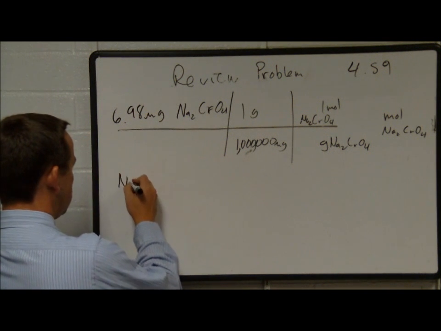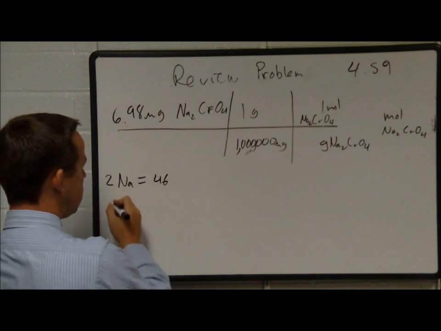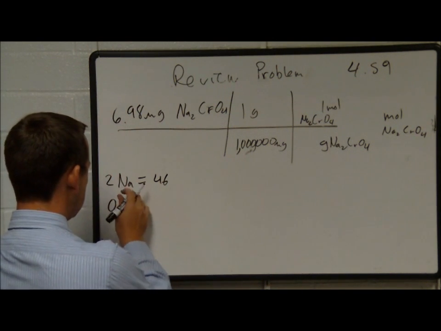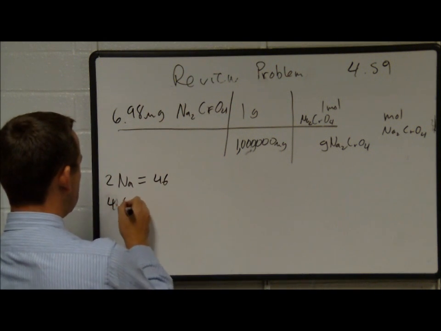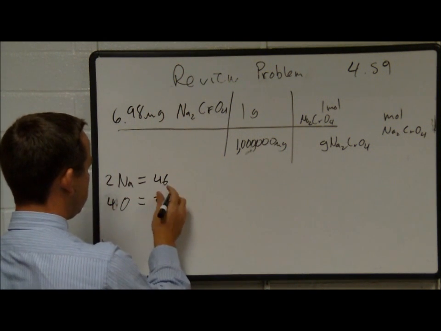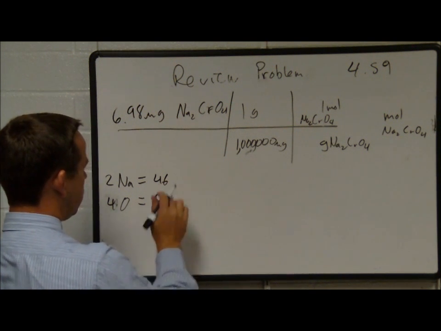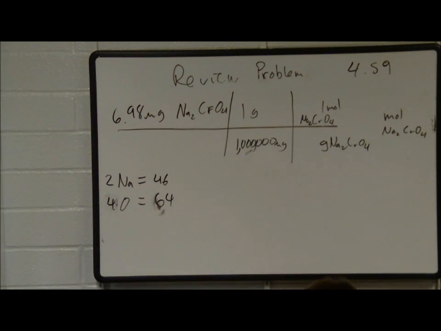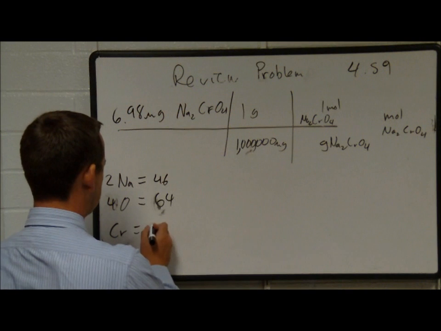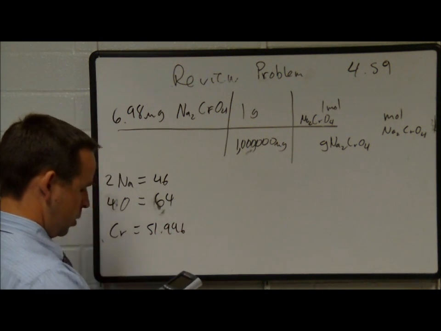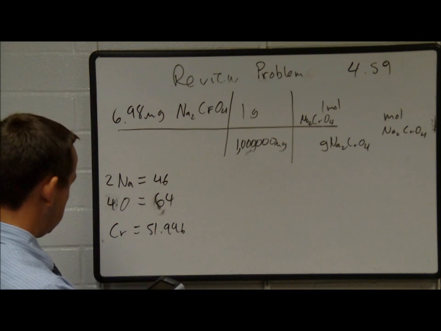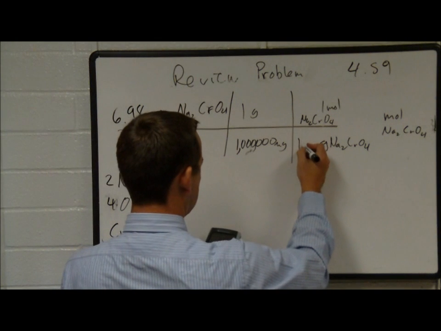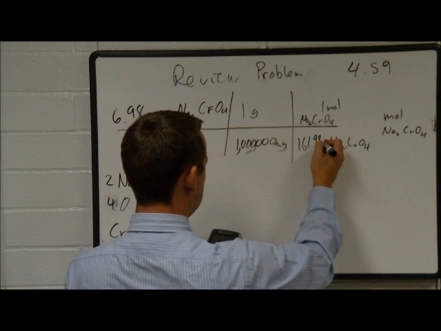Well, sodium, 23. 23 times 2 is 46. 2 sodiums. Look on the periodic table there. Oxygen is 16. We have how many oxygen? 4. Oxygen, 16, 16, 32, 32, and 32 are 64. 64, 46, so we have 110 so far. And then chromium, whatever chromium is. Chromium is 51.996. So we have 51.996 plus 110. So I'm getting 161.996.